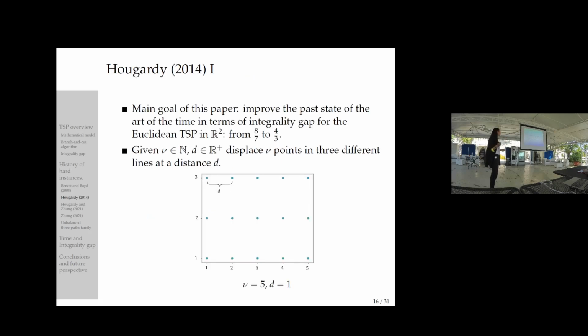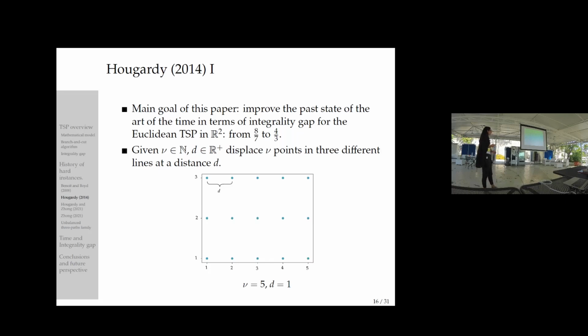Okay, another family was introduced in 2014 by Ugardi, and the main goal of this paper was actually to improve the past state of the art in terms of integrality gaps. Before this paper, all communities thought that the integrality gap was 8/7, but with this paper, Ugardi were able to prove that actually the integrality gap is 4/3.